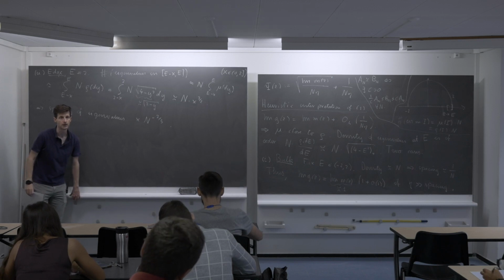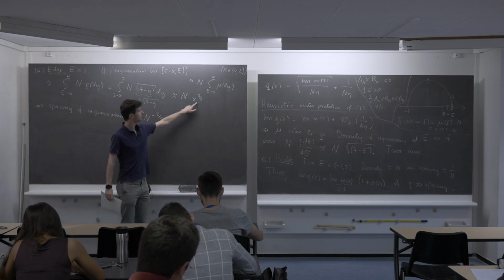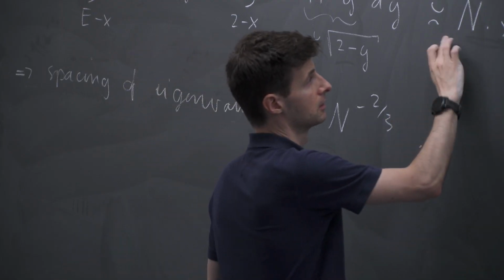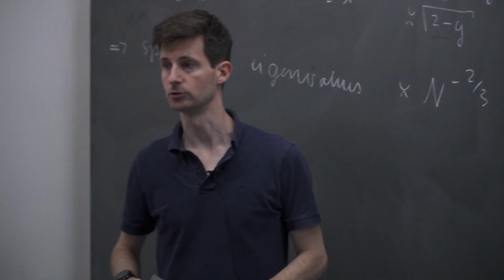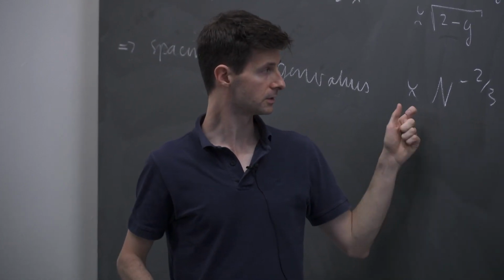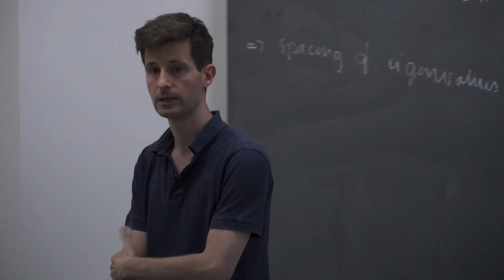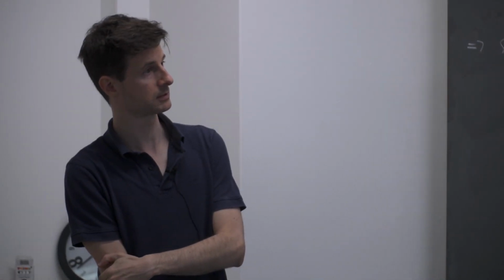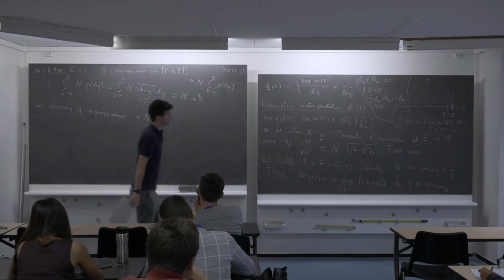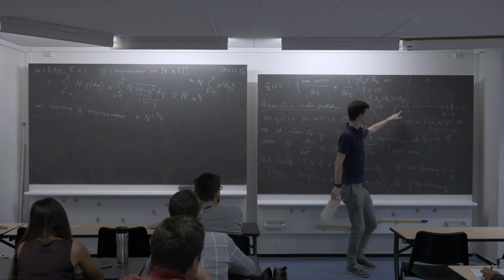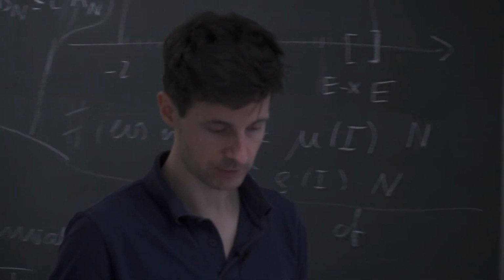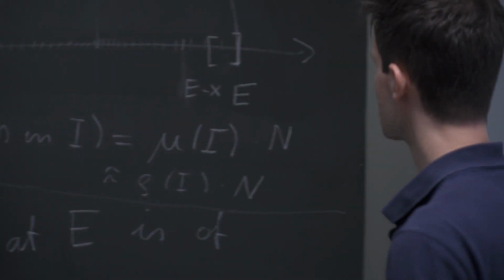Okay? So by how much do I have to change my x such that this number goes from 1 to 2? The answer is by an order n to the minus 2/3. And this is in fact the correct answer. So this heuristic argument gives the correct answer. And indeed it is true that the typical spacing of the eigenvalues near the edge is n to the minus 2/3. We will see later on, in about a month, a very precise result.